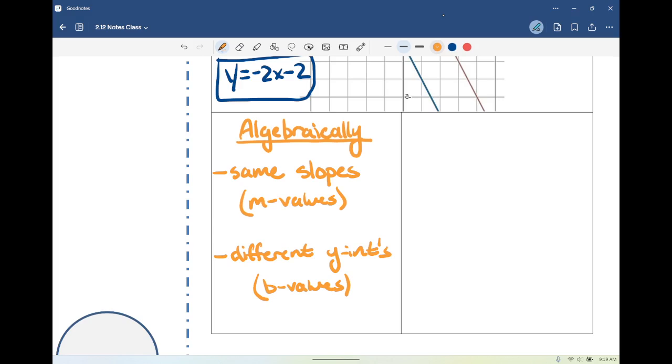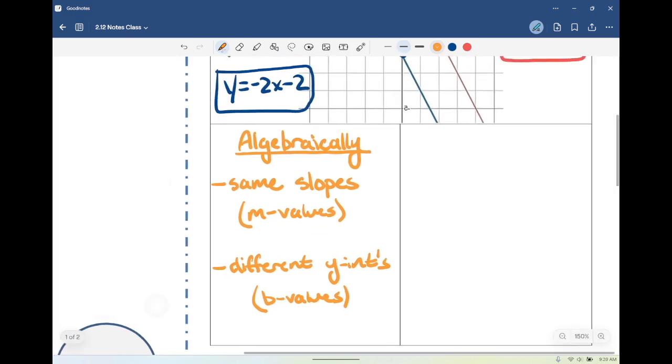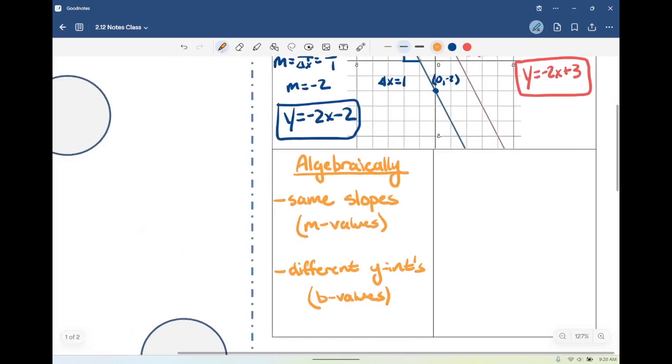Now, I want us to actually take a second and think about this second part. Why is it so important that we have different y-intercepts or b values with parallel lines? Well? Say it again louder. They don't intersect. And so that is 100% true, right? If they have the same y-intercept, then these two lines are clearly touching at some point.